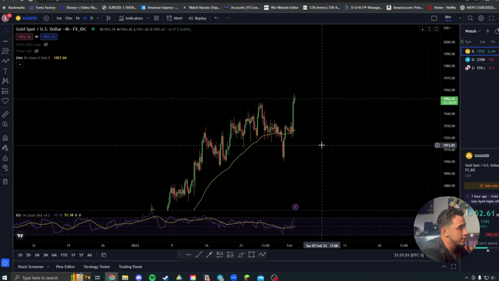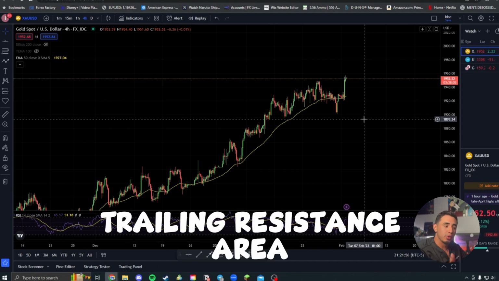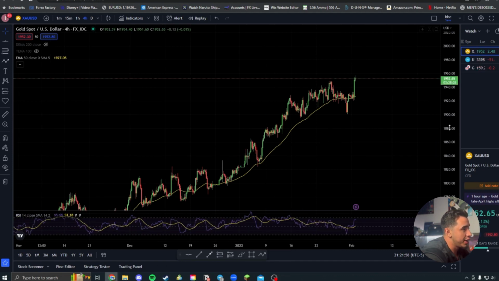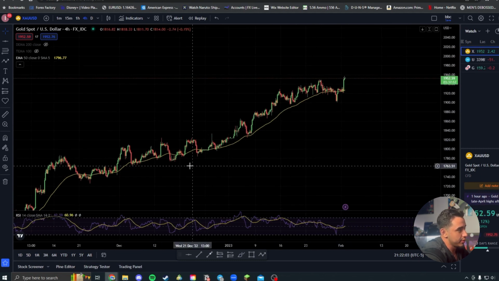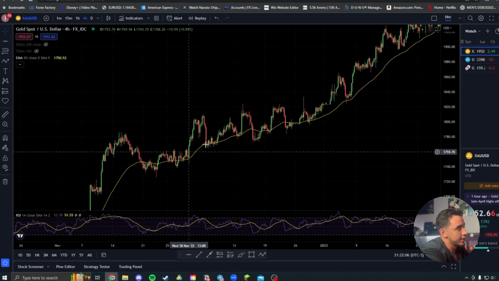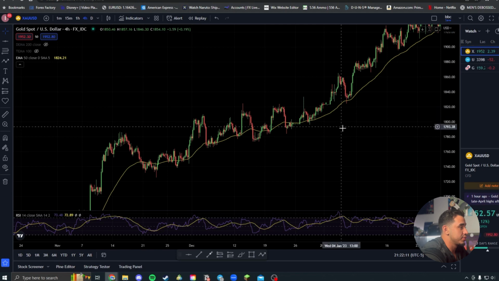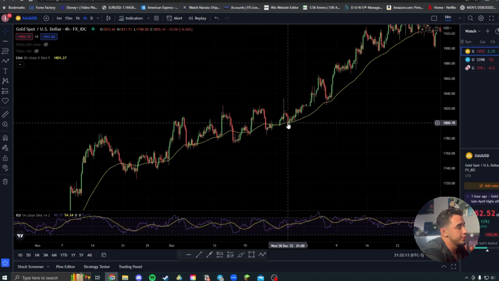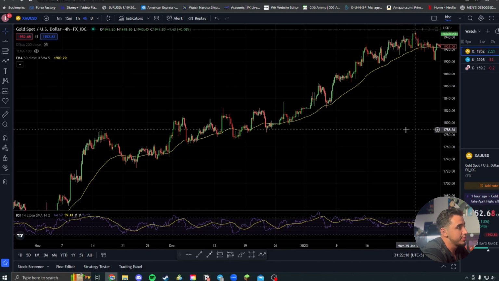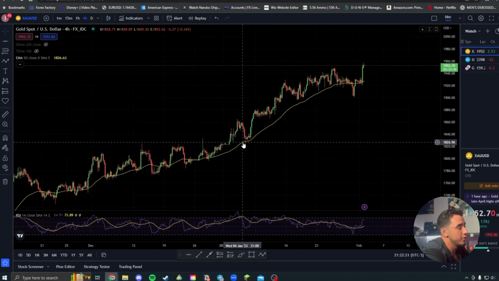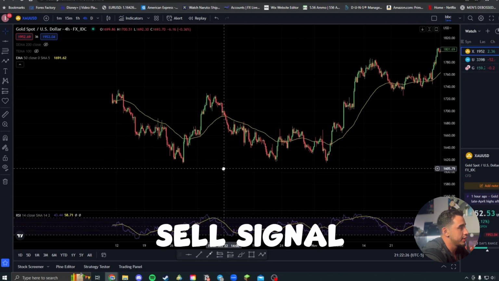Now the way you're going to trade this is you're going to treat your 50 EMA as a trailing support or a trailing resistance area. And I know right here, since we've been on a huge uptrend on gold, this looks like a trailing support area. And yeah, spoiler, that's exactly what the EMA is. It's just an exponential moving average that shows you where price action has been and where price action has a lot of strength. And you're going to tell that every single time, not every single time, about 80% of the times, that price bounces off this 50 moving average, it continues to go up, and it's a great buy signal. Now, let me find a sell signal.